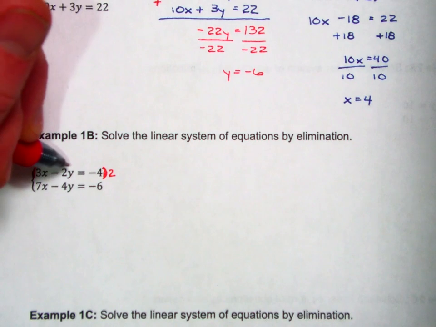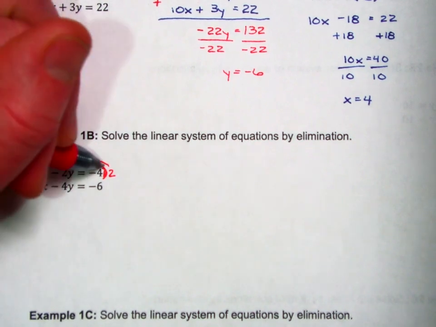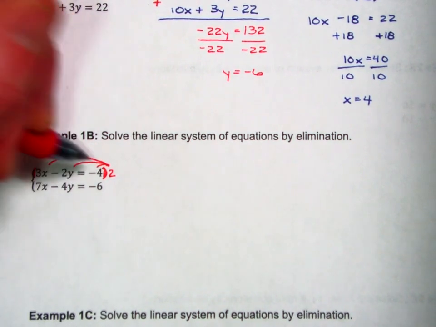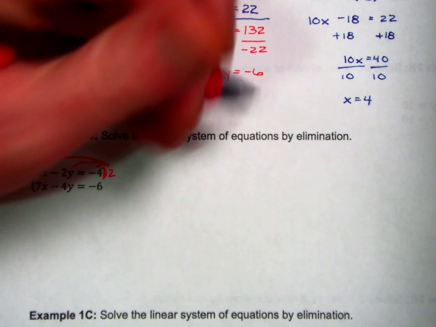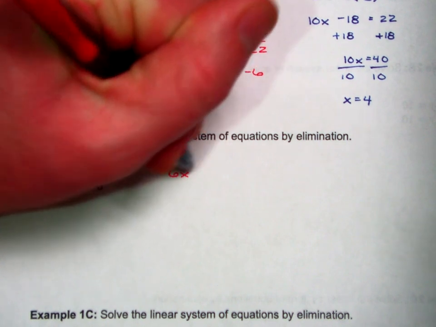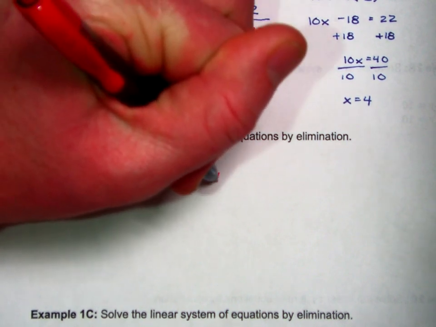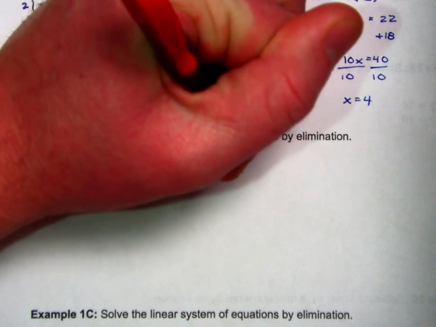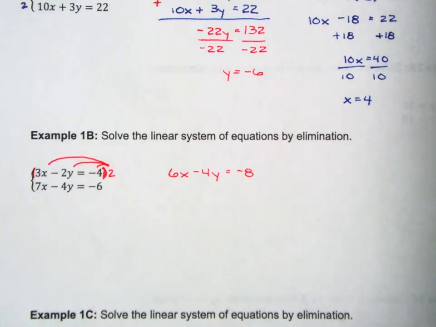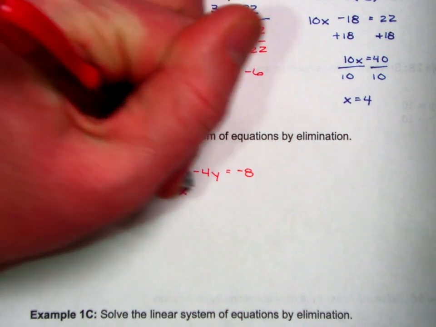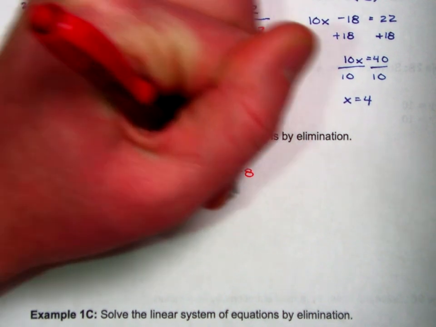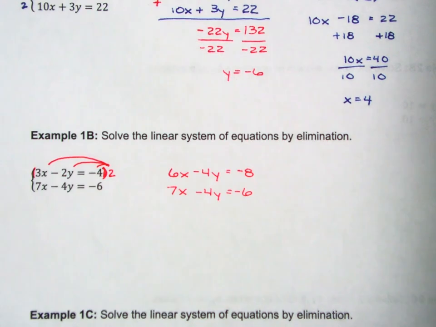Again, the important thing to remember is that every piece of that equation must be multiplied by 2 in order for you to not be changing the values of x and y. So if that's the case, we're now going to have 6x minus 4y is equal to a negative 8. And my second equation is going to stay the same as 7x minus 4y is equal to a negative 6.